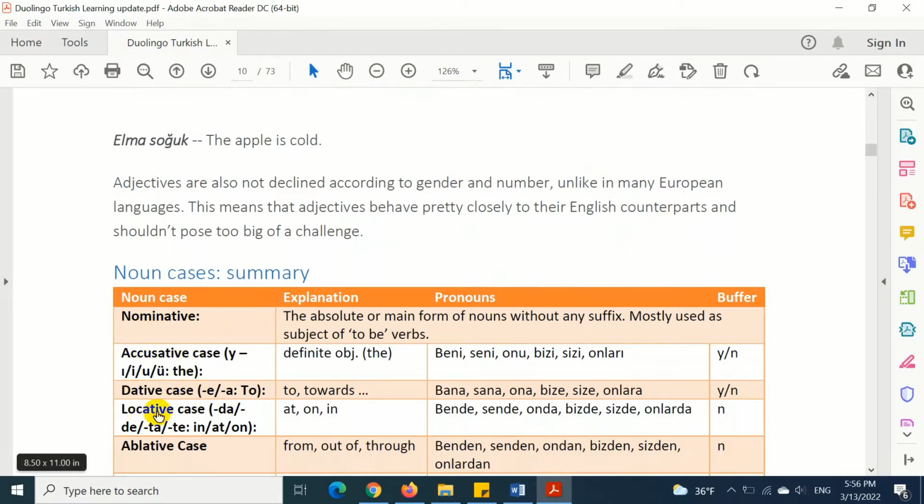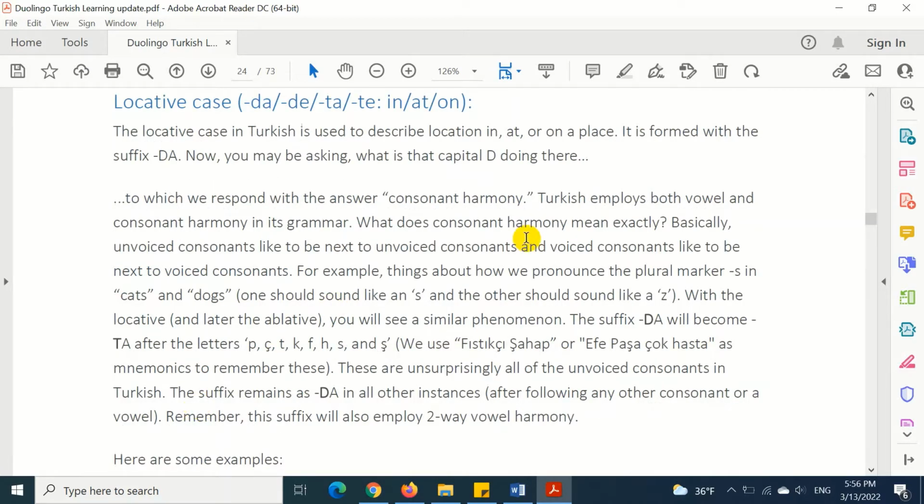Now come to fourth case, locative case. Locative case, whenever a noun is used to describe a location. Noun is functioning as a location. Like in English, we use in, at, or on preposition before nouns when they function as a location. And in Turkish, simply we add the suffix da.